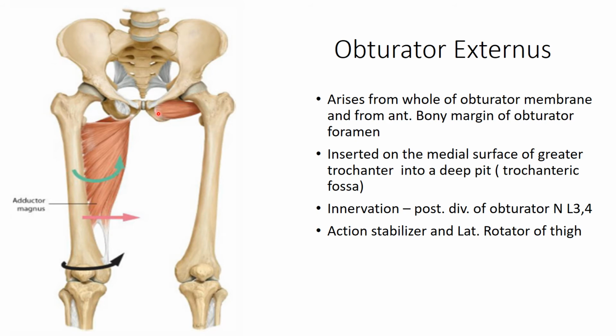So it is innervated by the obturator nerve, from the posterior division of the obturator nerve, which also pierces it, and this is mainly again a stabilizer, as well as, since it is attached posteriorly, a lateral rotator of the thigh. So the traction causes lateral rotation, outward rotation, because it is attached on the posterior side.